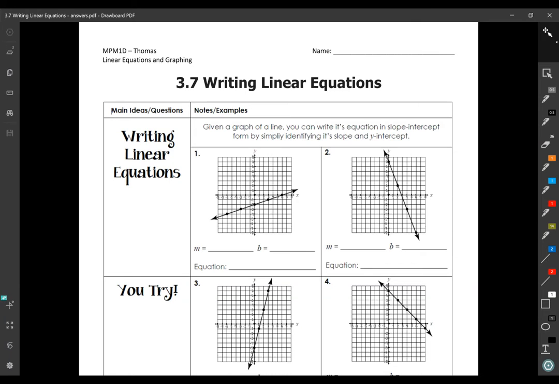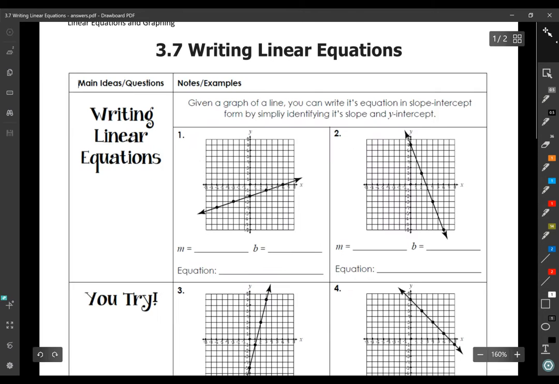Hi everyone. This lesson is all about writing linear equations. So in lesson 3.6, we were given an equation of a line and we were asked to graph it. Now in this lesson, we're going to be doing the opposite. So we're going to have graphs of linear functions and we are going to get the equation by looking at the graph. Okay, so let's get started.